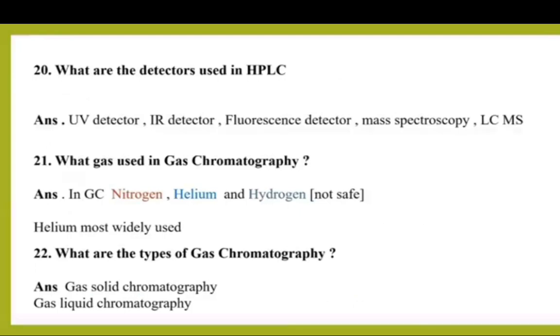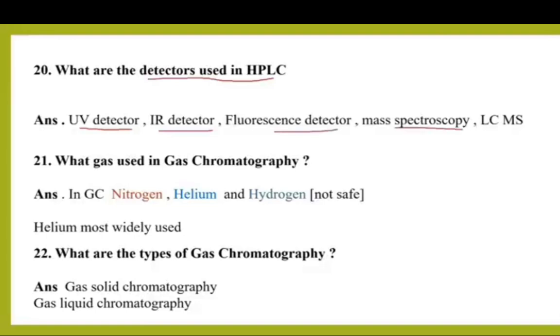So coming to the next question, what are the detectors used in HPLC? Detectors used in HPLC. I think this question is already repeated. No, it's not repeated. So the detectors used are UV detector and IR detector, fluorescence detector, and mass spectroscopy.